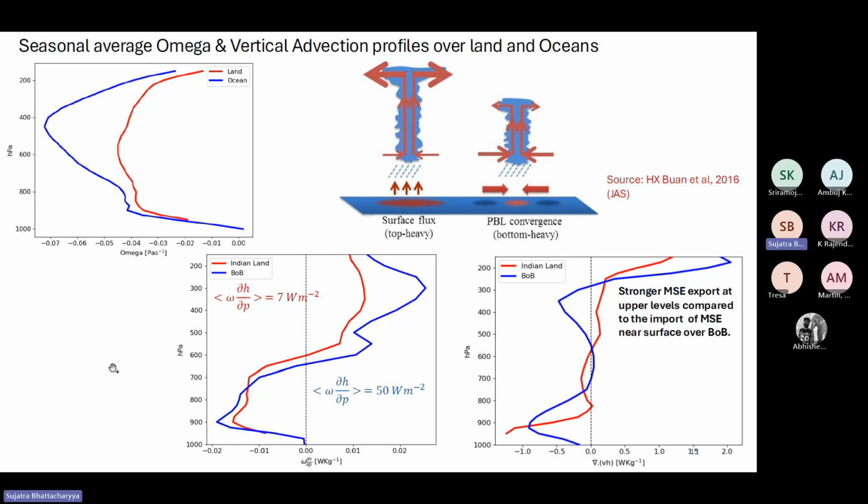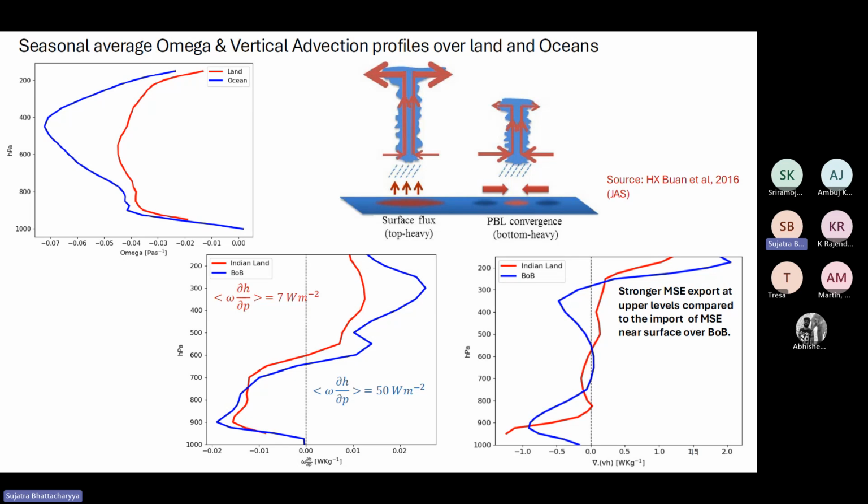So what I have plotted is that instead of integrating the omega delta H delta P, I have plotted at each and every level over the oceans, over the Bay of Bengal, and over the Indian land. If you look at the oceans, you will find that the omega delta H delta P first becomes negative and after that becomes positive.